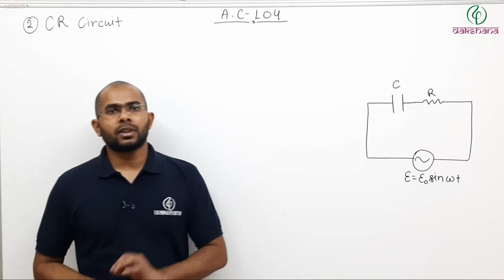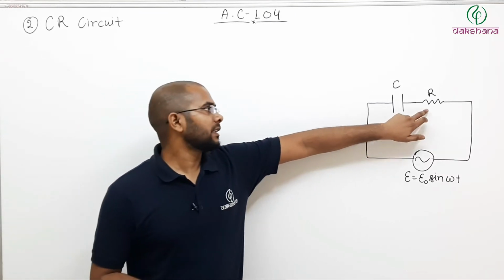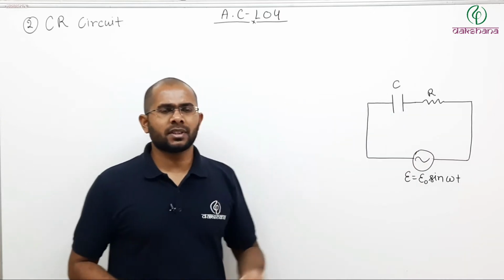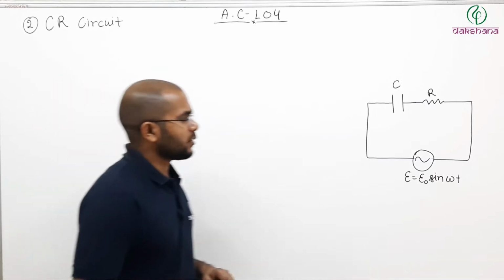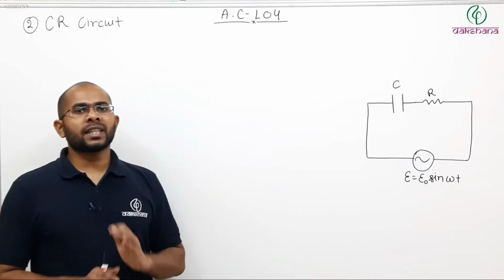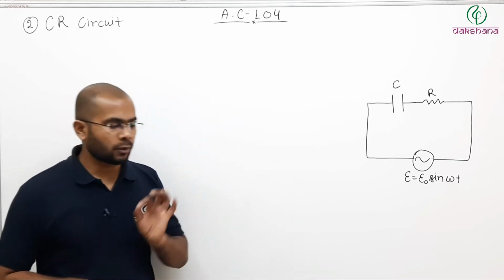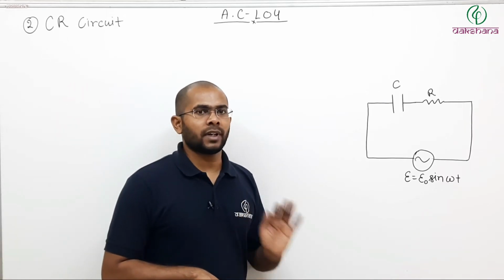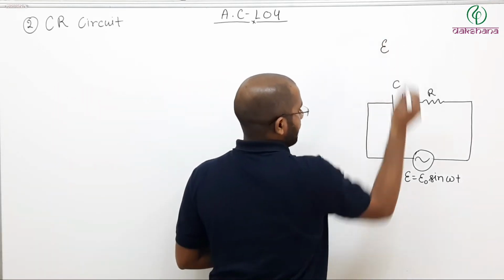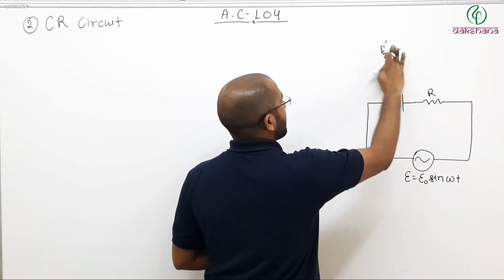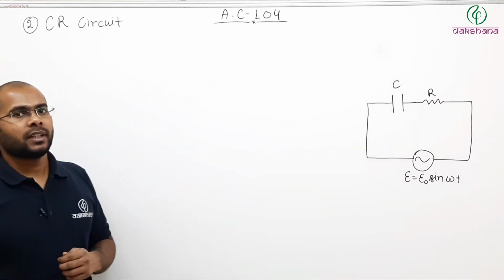Let us talk about a CR circuit. A CR circuit means there is a capacitor and there is a resistor. Sometimes it is also written as an RC circuit, no problem. In this kind of circuit, instead of using the mathematical way, we have already studied the vector method, so we are going to use the vector method to find the current. Let us say that the EMF here is E naught.